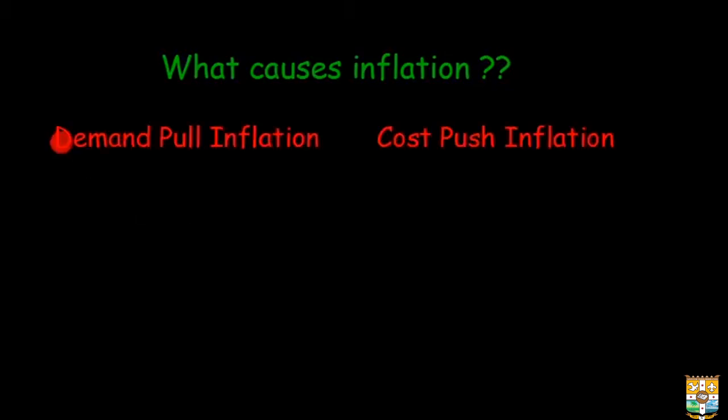What causes inflation? The causes of inflation can be categorized into two main categories. The first is demand pull inflation. The second is cost push inflation. Now, what is the idea behind demand pull inflation and cost push inflation?